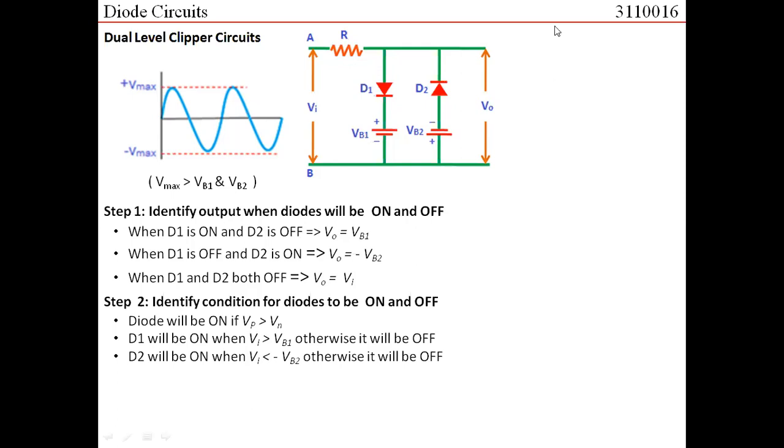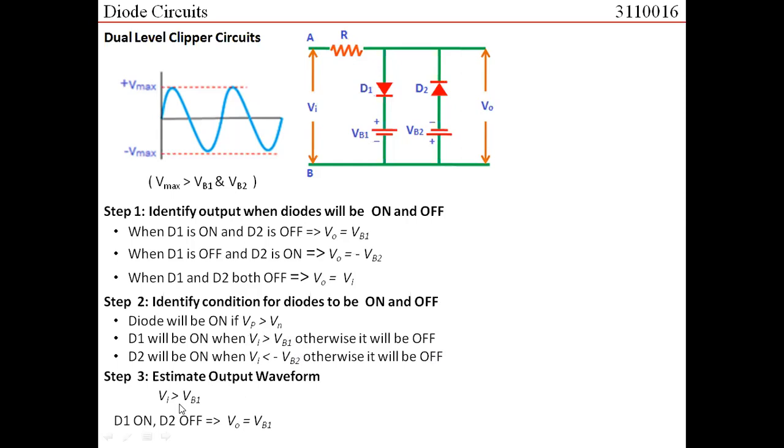Similarly, D2 would be on if the input voltage is less than minus VB2. So the P terminal voltage is minus VB2, the N terminal voltage is the input voltage. If the input voltage is less than minus VB2, then the voltage at the P terminal is higher than the voltage at the N terminal, and hence the diode would be on. Otherwise, it would be off. Now, from these two conditions itself, you would be able to identify that there are no chances that D1 and D2 would simultaneously be on. Yes? Let us go to the third step, that is estimating the output waveform.